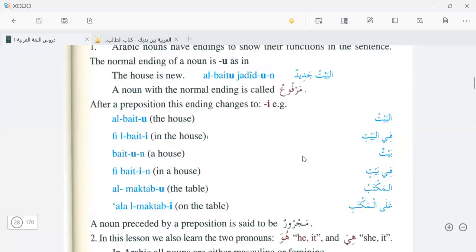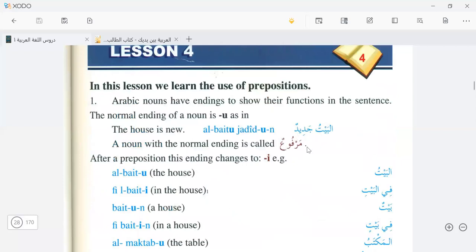Majrurun. So, what is marfu? Marfu is a noun, usually with the normal ending, the damma, in Arabic nouns. A noun with the normal ending is called marfu. Shadidun is also marfu, but it's not a noun, it's an adjective. Here, baitu is marfu. So you have to keep in mind that the normal ending of the Arabic nouns is called marfu.